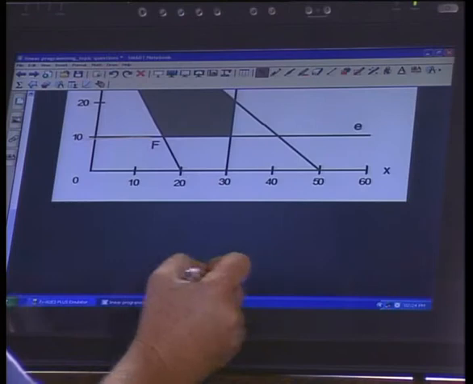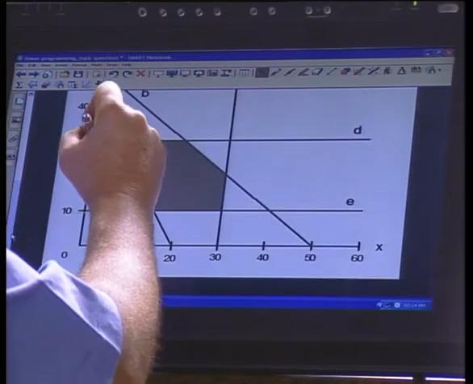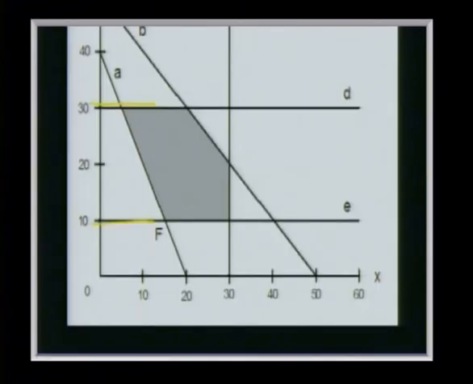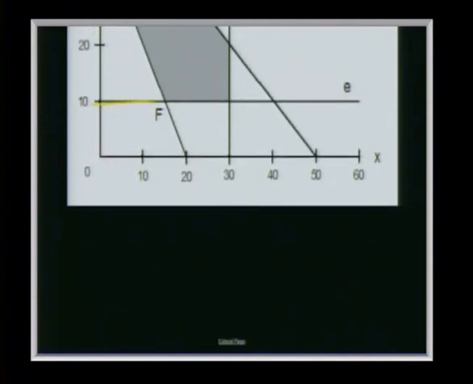So what do we have here? We have that y is going to lie between 30 and 10. Now, how did I know it lies between 30 and 10? Well, that's where the shaded region is. It's bigger than 10, because the feasible region is on top of the line y is equal to 10, and it's below 30.